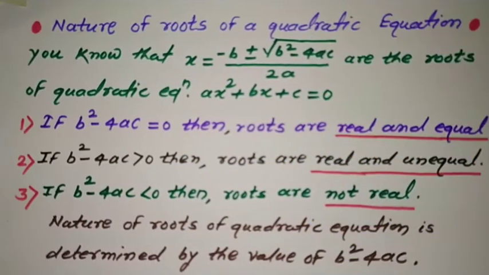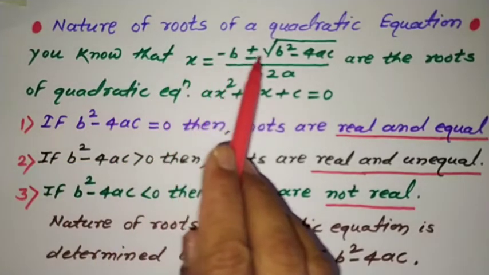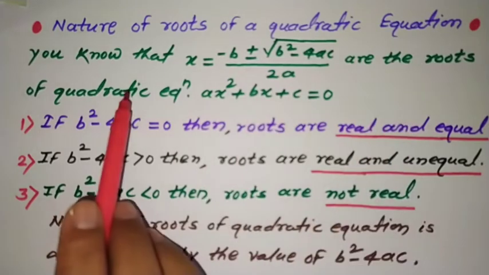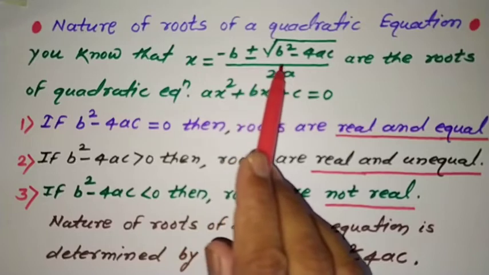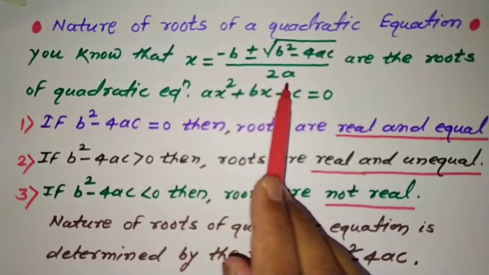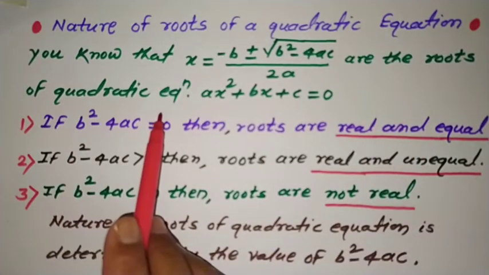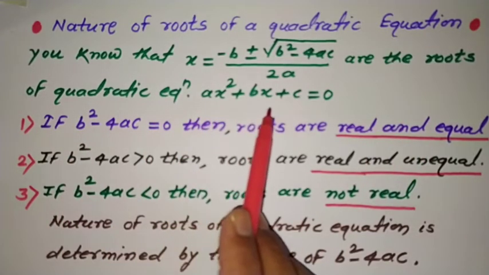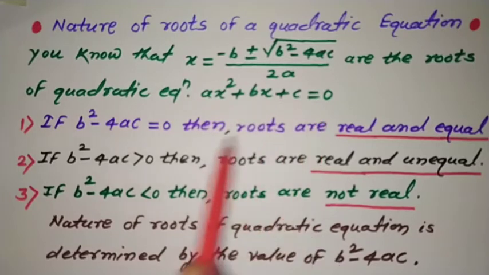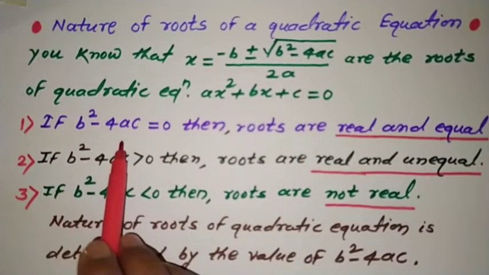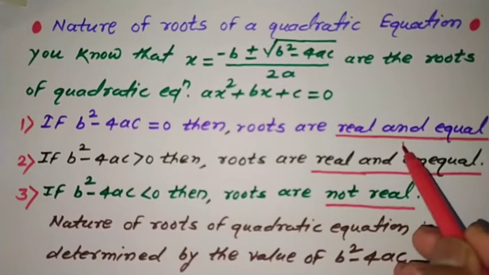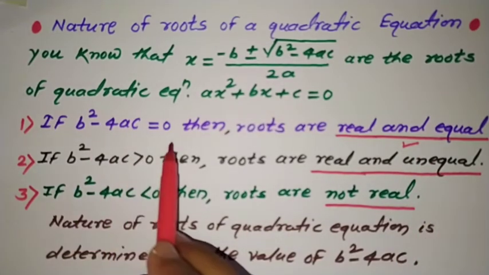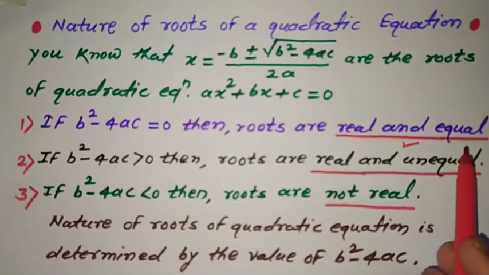Hi friends, today we are going to learn about nature of roots of a quadratic equation. We know that x is equal to minus b plus minus square root of b square minus 4ac upon 2a are the roots of the quadratic equation ax square plus bx plus c is equal to 0. First, if b square minus 4ac is equal to 0, then the roots are real and equal. The roots are real and equal.